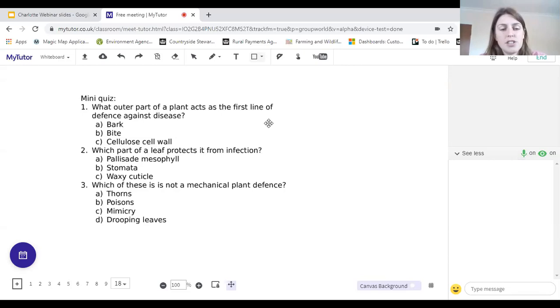Brilliant. And then 3, which of these is not a mechanical plant defense? A, thorns, B, poisons, C, mimicry, or D, drooping leaves. So think back to that last slide. Which of them is not a mechanical plant defense? Okay, I'll give you a second to pop your final answers in for that one. Quite divided on that one. Good, there's quite a few saying poisons. That's the correct answer. So poisons are a chemical plant defense rather than a mechanical plant defense.